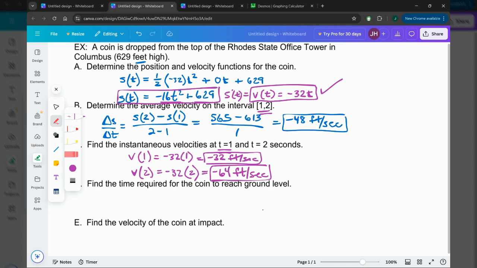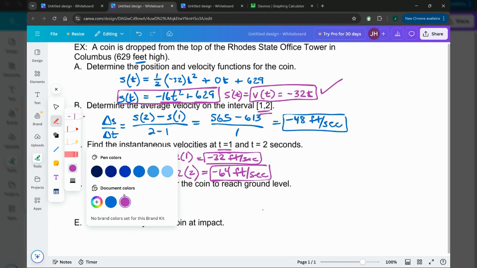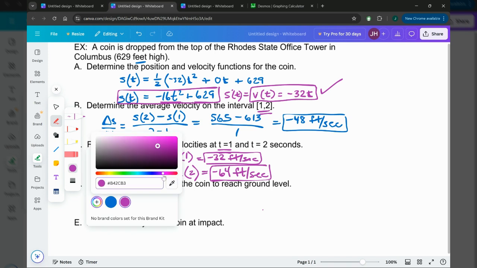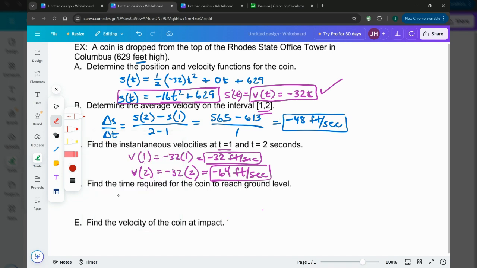Now, what's the time it takes for this projectile to hit the ground? Well, when you're hitting the ground, what is that? When you're hitting the ground, that's a position. So I want to take my negative 16t squared plus 629, and I want to set that equal to 0. Now, if I do some solving here, I get t squared equals, you would subtract the 629, you would divide by negative 16, and you would take a square root.